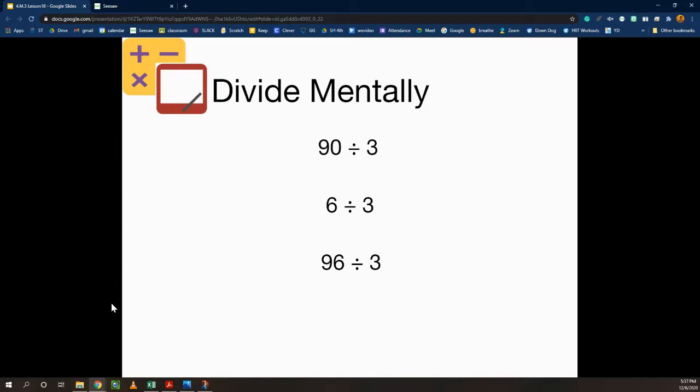Let's think to ourselves, 90 divided by 3. We know that 3 goes into 9 3 times, so it must go into 90 30 times. 6 divided by 3. How many 3's will fit into 6? 2. So if I wanted to do 96 divided by 3, I would take my quotient of 90 and my quotient from 6 and put them together for 32. Same thing, 80 divided by 4. Well, I know that 4 goes into 8 twice, so it goes into 80 20 times.